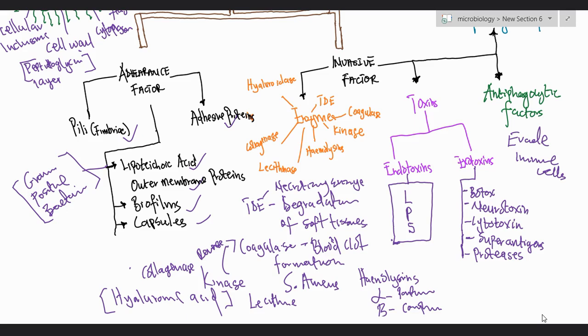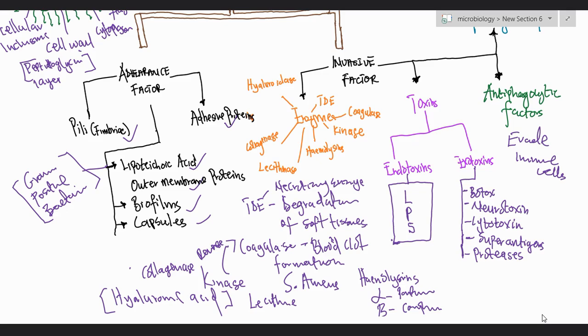Then we also have the other invasive factor, that is the toxins. The bacteria produce both endotoxin and exotoxin. One of the major endotoxins we have is the LPS, also known as lipopolysaccharides. The lipopolysaccharides are mostly found in gram-negative bacteria, and they are a component of the cell wall of gram-negative bacteria. When they are present in the bloodstream, they can cause certain immunological or hypersensitivity reactions, and that will lead to adverse consequences.